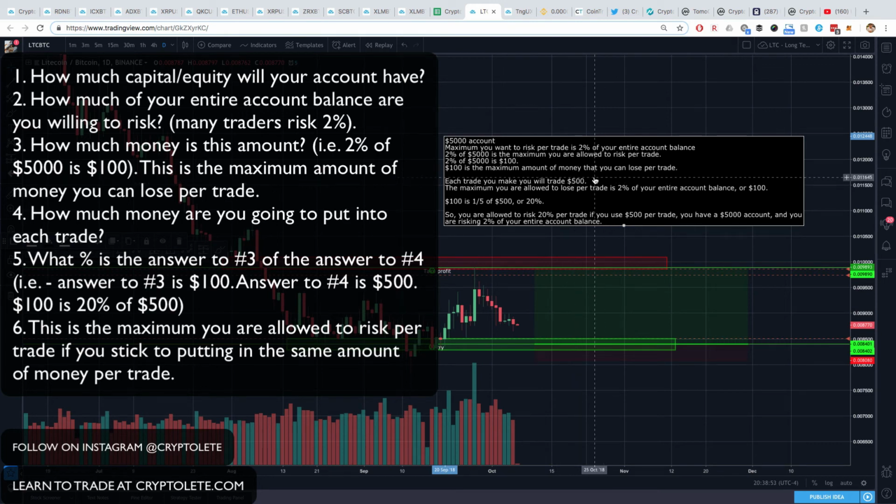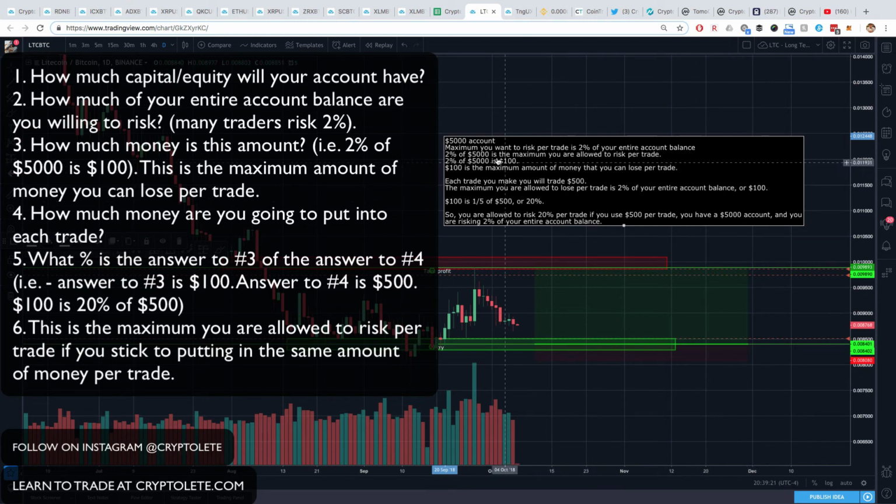I know this is sort of confusing, but you might need to watch it a couple times to figure this out. But it's really not that difficult when you think about it. And that number right here, this percentage, is going to be how much you're allowed to risk per trade, where your stop loss could be if you stick to the rules of only trading this much per trade, or however much you want to do per trade. And you could switch it up.